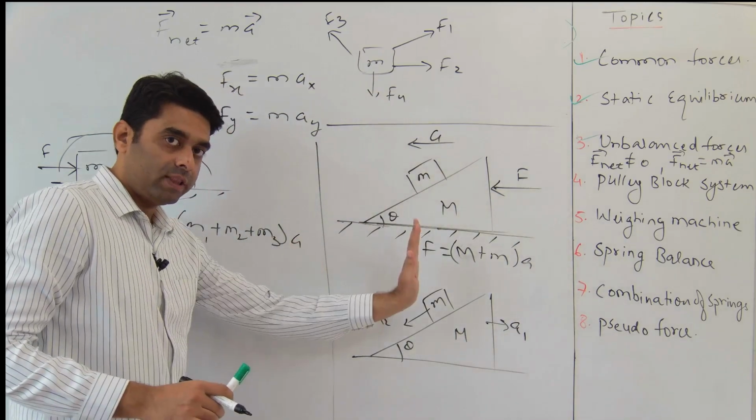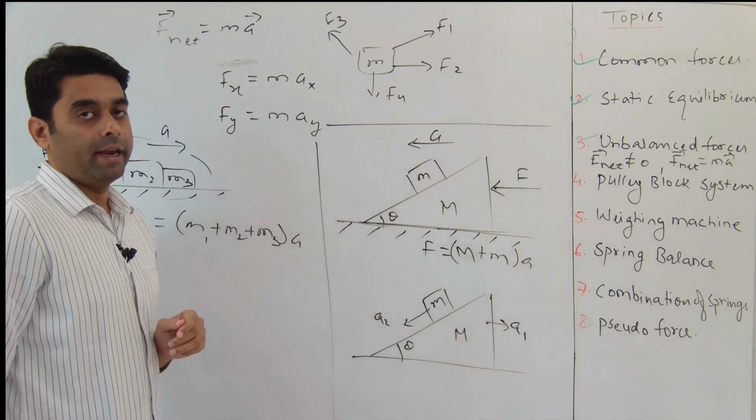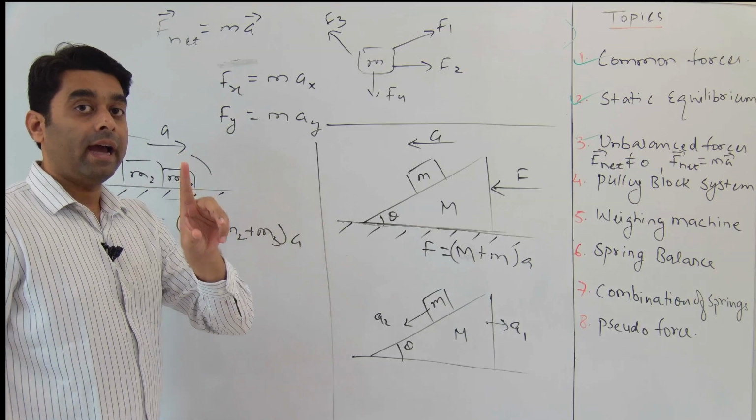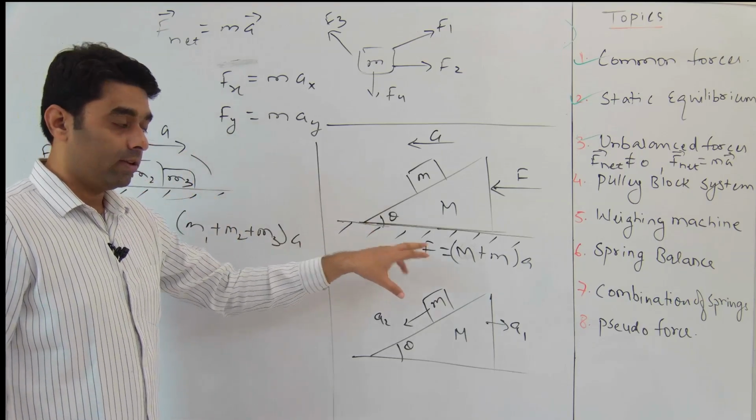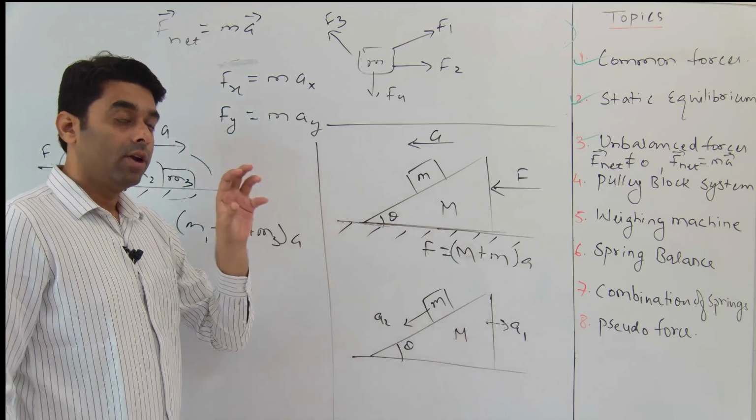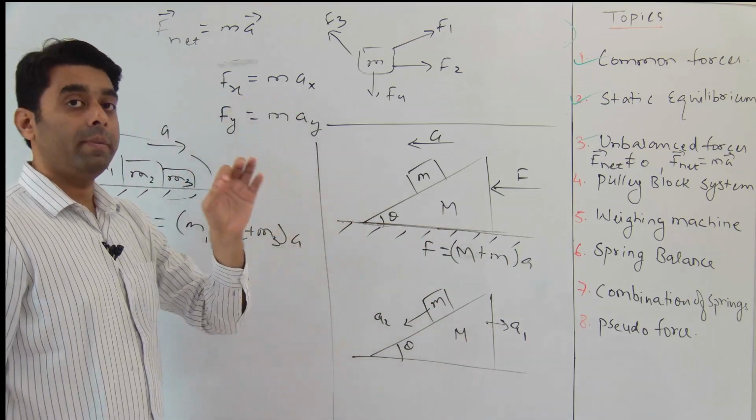The wedge moves with A1 and the block moves down with A2 over here. Now both of them have different accelerations. They are not moving together, so we can't use this whole as a system. We will have to apply F equals ma individually.